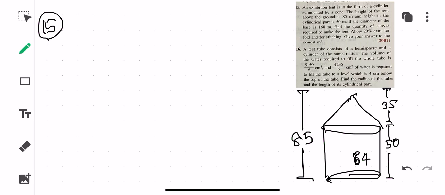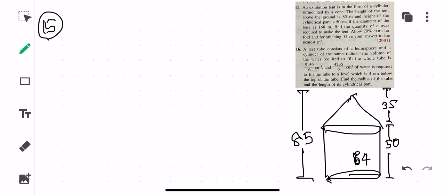Okay, and then find the quantity of canvas required to make the tent. Allow 20% extra for fold and for stitching, and you have to give your answer to the nearest meter square. Okay, so this question is also an interesting one, children, as what you have to find here. Allow 20% extra. So first we will be calculating what? We will be calculating the curved surface area.